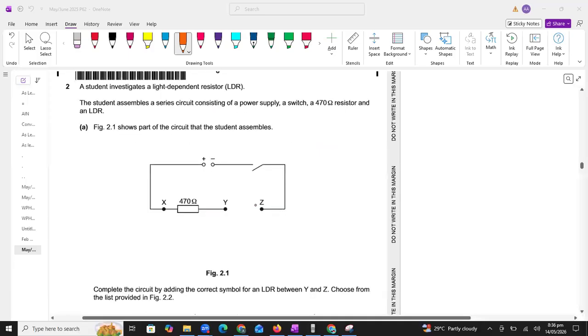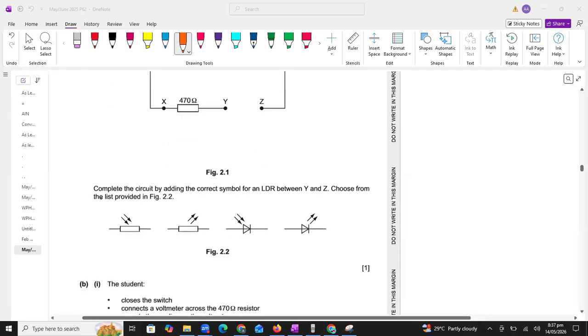I'm moving towards the next question, that is electricity. Question number 2. In question number 2, they are saying a student investigates a light dependent resistor LDR. The student assembles a series circuit consisting of a power supply, a switch, a 470 ohm resistor, and an LDR. So now you can see this is the circuit, student. This is the power supply, DC power supply, a switch, a 470 ohm resistor which is connected between the points X and Y. And you can see this terminal is empty.